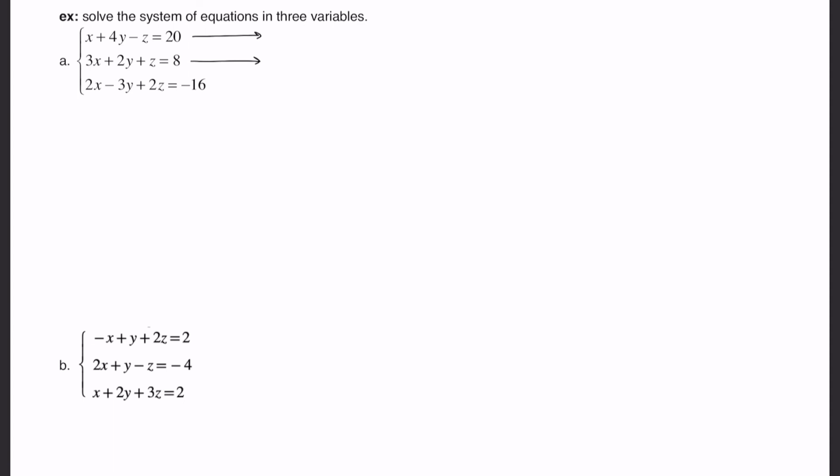So I'm going to recopy the first equation. And I'm going to recopy the second equation. When you're doing this, use arrows to indicate which equations you're using, just like I'm modeling in the notes. So when we add down, you get 4x plus 6y. The z's cancel, and then it equals 28.